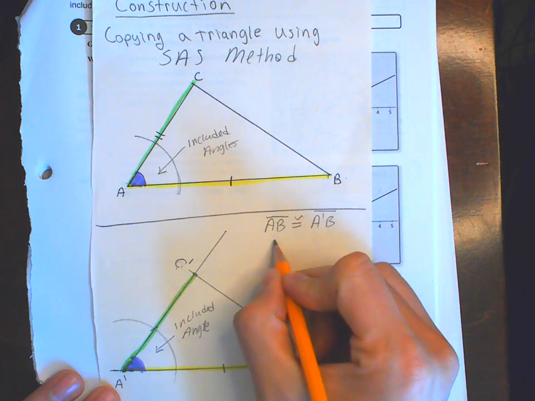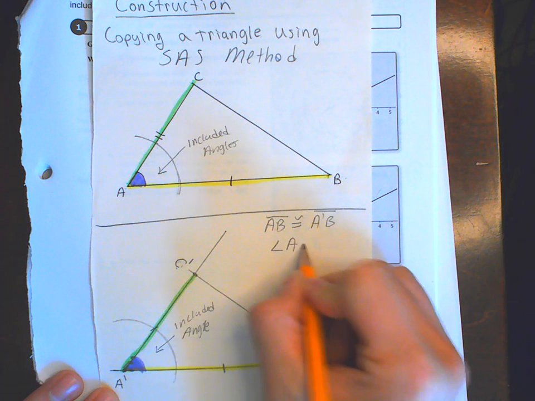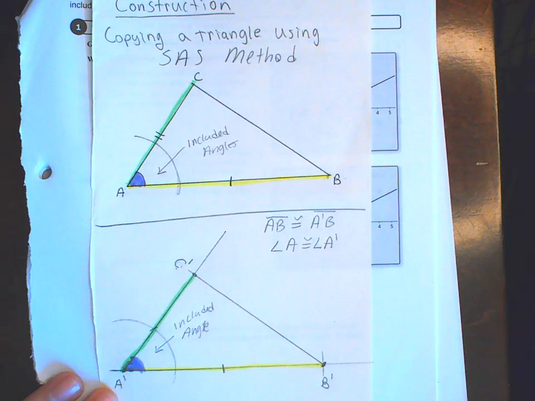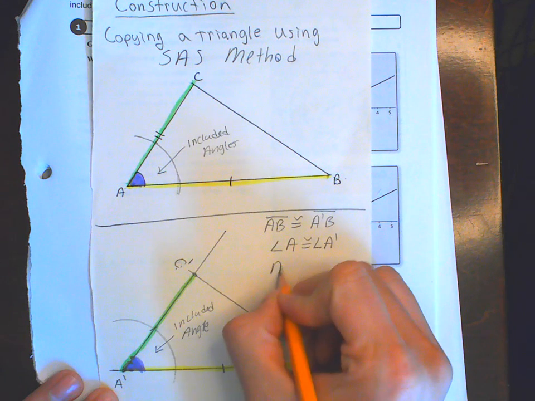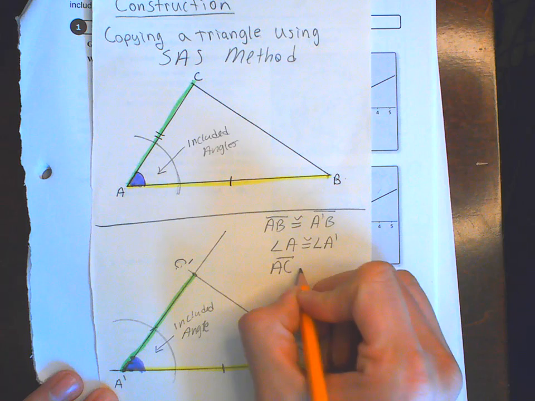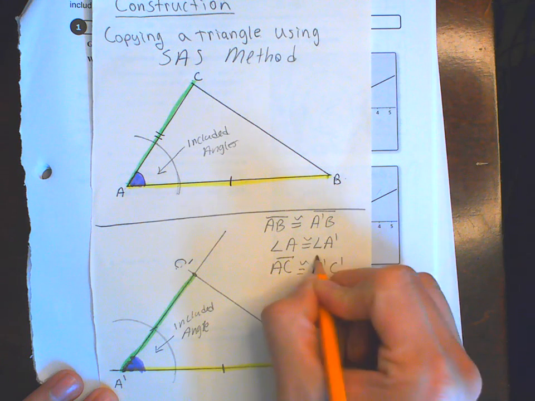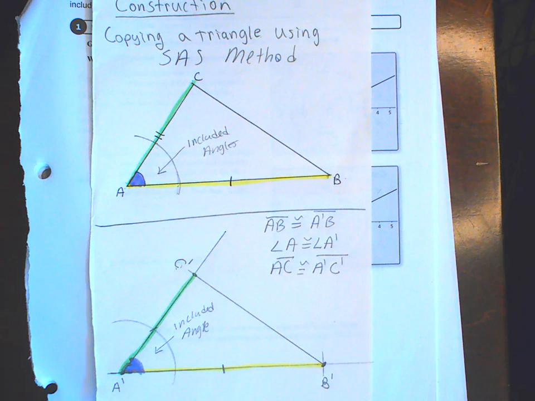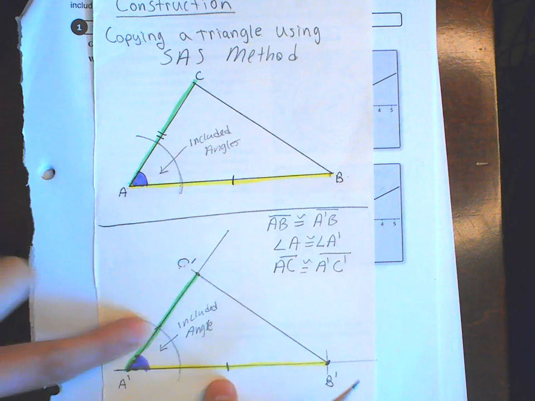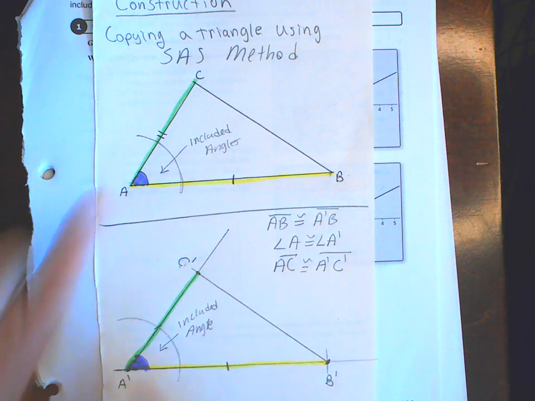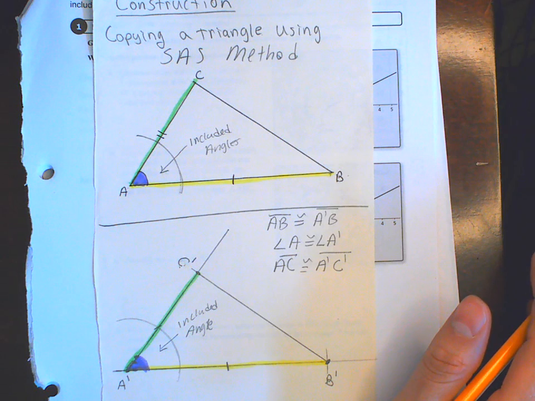Okay, so this is an included angle because it's like sandwiched in between two sides. Okay, so the included angle here happens to be A and A prime. Okay, and then the other side would be AC and A prime, C prime. So if you have two triangles that have two pairs of sides that are congruent and a congruent included angle, then the two triangles are going to be congruent.